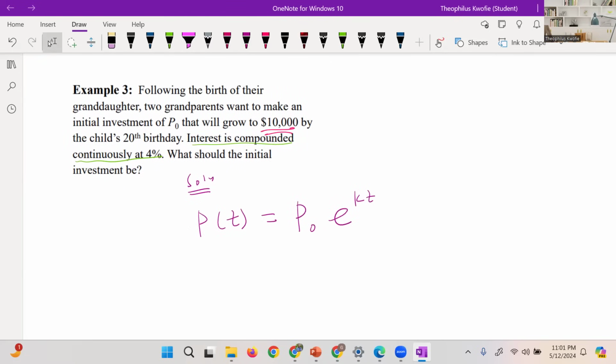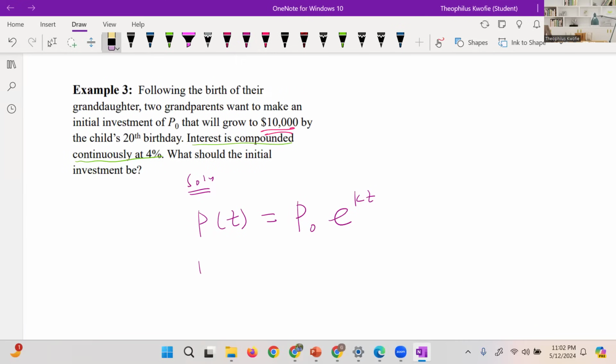Now, what is our k in this question? Our k is already given because it said that interest is compounded continuously at 4%. So our k is 4%. Then what about our final value? Our final value was given. By the 20th birthday, that becomes our final value. We want to have a value of 10,000. So it means that at time 20, we are given this.